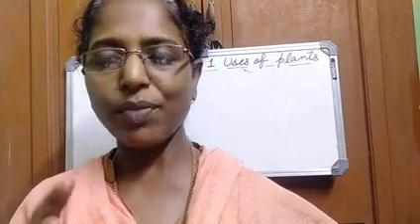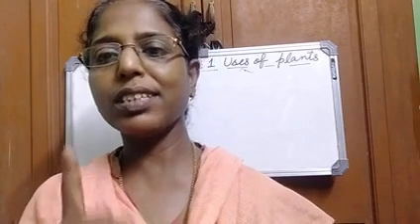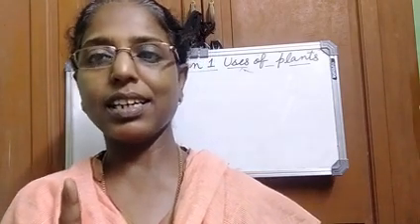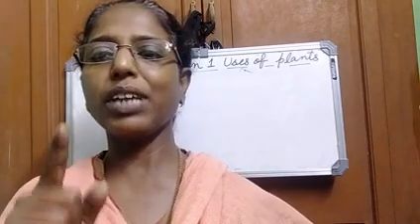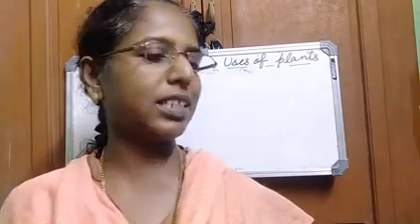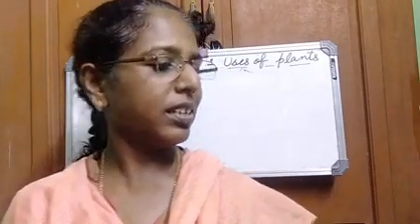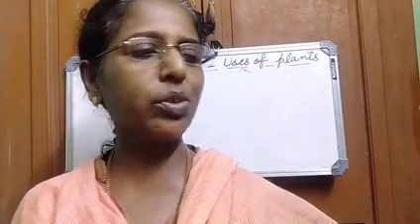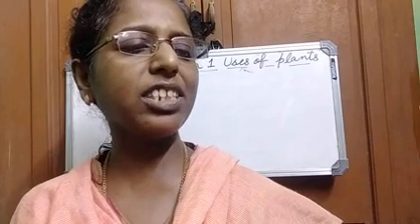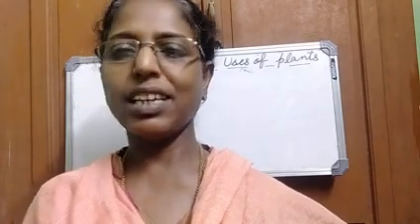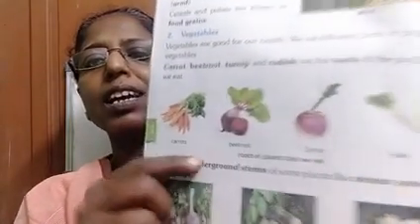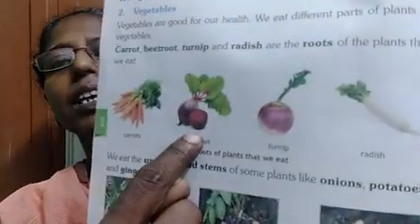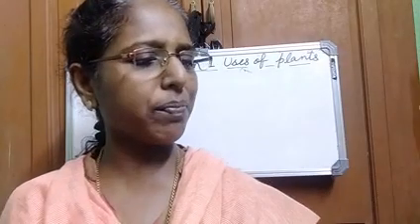Don't prefer non-veg, especially during this pandemic season. If you want to fight against COVID-19, you should have lots of vegetables in your food. Then carrot, beetroot, turnip and radish are the roots of the plants. These all are roots of the plants.